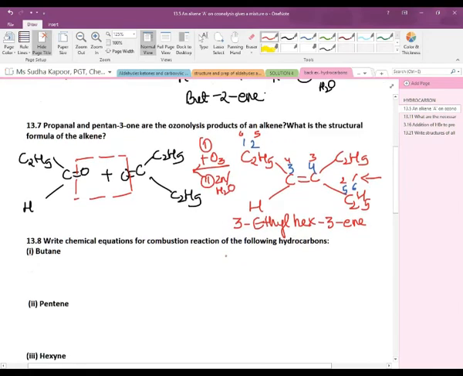Now coming to the 8th question: write the chemical equation for the combustion reaction of the following. Combustion is burning of a compound in the presence of oxygen, converting it into CO2 and water. So C4H10 is treated with O2, burning is done, forming 4 CO2 and 5 water. All the carbon and hydrogen are converted into CO2 and water on heating. So the amount of oxygen required is 8 plus 5, 13, that is 13 by 2.